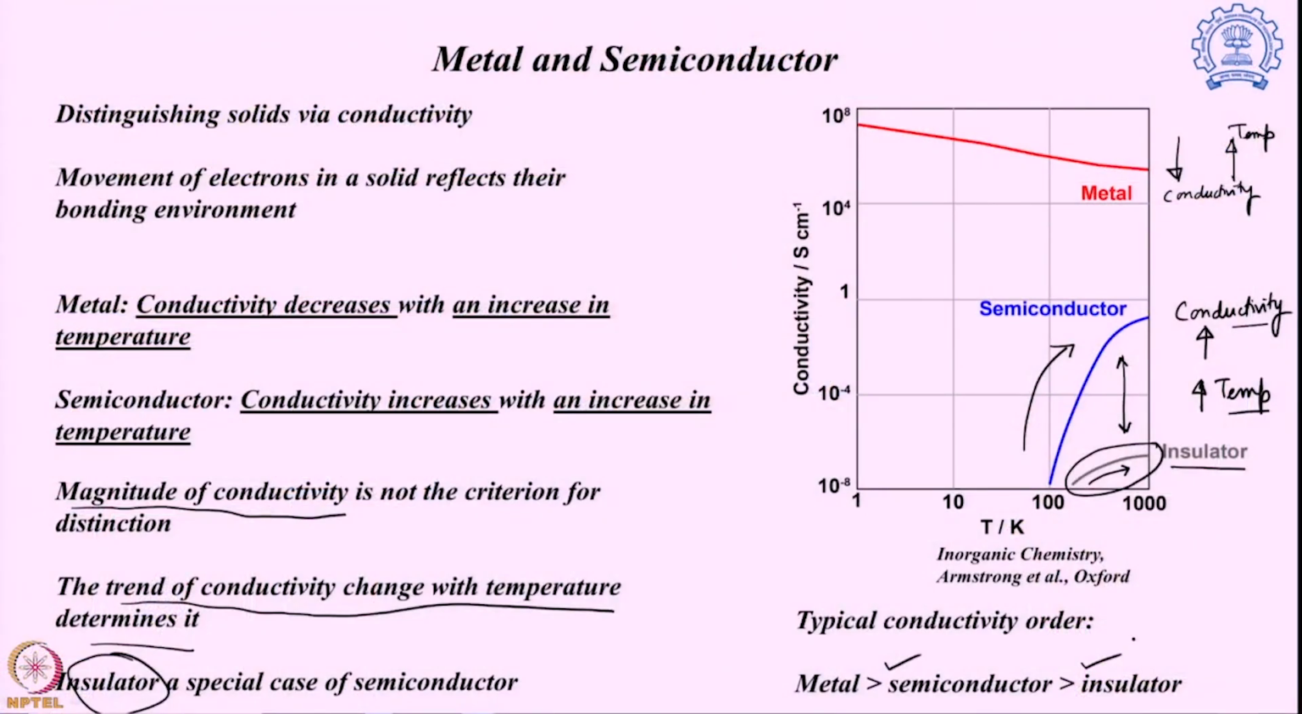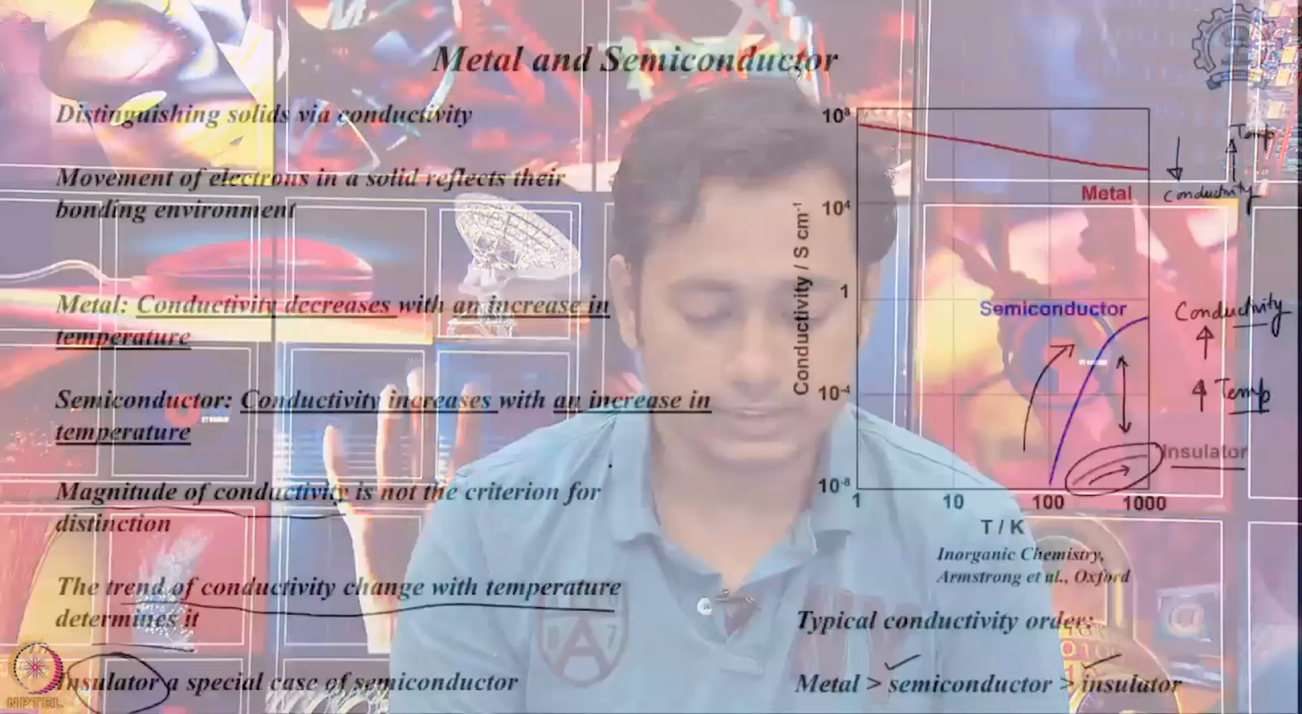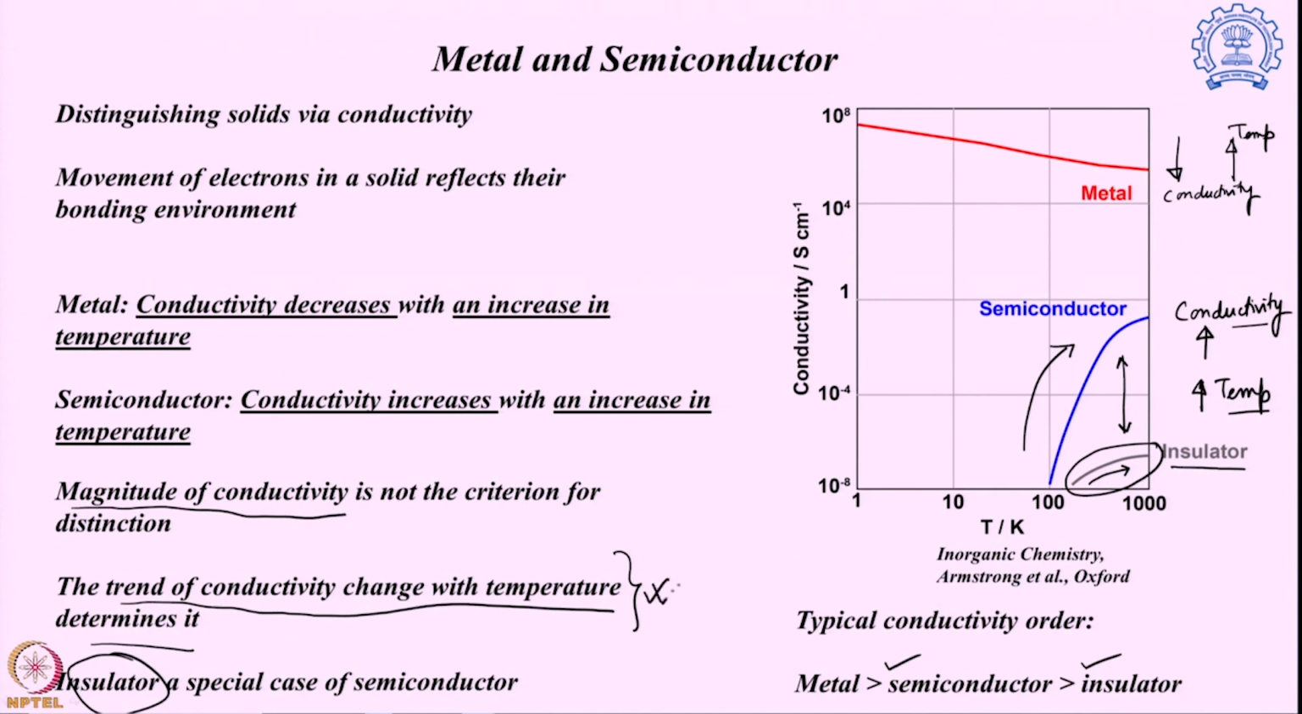Again, we want to emphasize how we distinguish between metal and semiconductor: it is with respect to how the conductivity changes with temperature. If the conductivity increases with an increase in temperature, that is a semiconductor, and if the conductivity decreases with temperature, it is a metal.